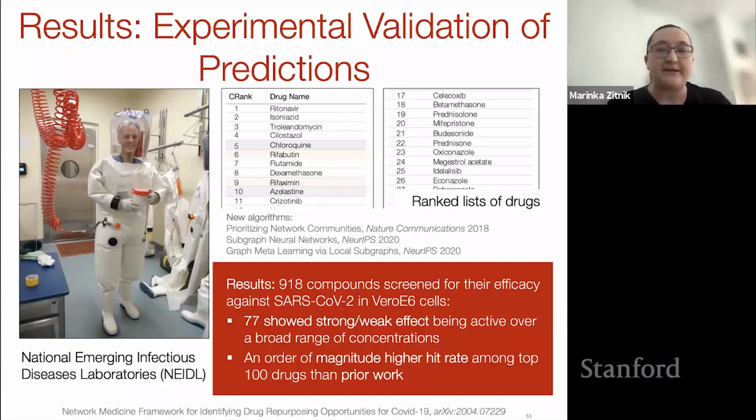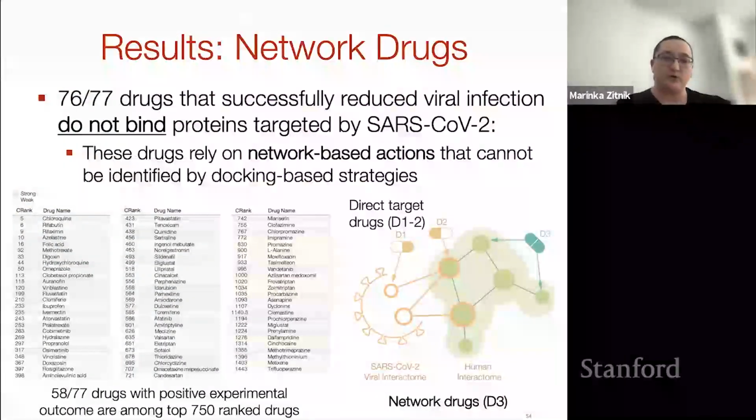Importantly, those predictions that were obtained by GNN and actually an ensemble of methods, including some of the other network medicine methods, gave an order of magnitude higher hit rate among top predictions than prior work. So prior work would be just brute force tests of all drugs in the lab. And if that is not done in a brute force manner, but is rather informed by a prioritized list of drugs produced by ML models, then an order of magnitude better hit rate is something that we could expect.